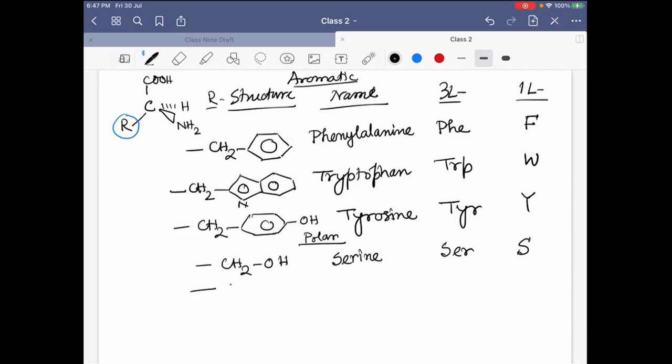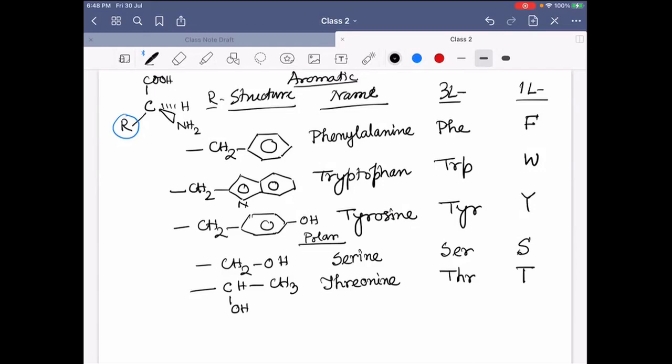Then comes a variation of it, where it forms a secondary alcohol. First it was a primary alcohol, then it's a secondary alcohol, with the OH group coming a little bit closer. The name of that is threonine. Three-letter code THR, and that is where the one-letter code T was used. So that is why tryptophan and tyrosine don't get their one-letter code with T. They have to be happy with W and Y respectively. So these are the two different polar groups we can have.